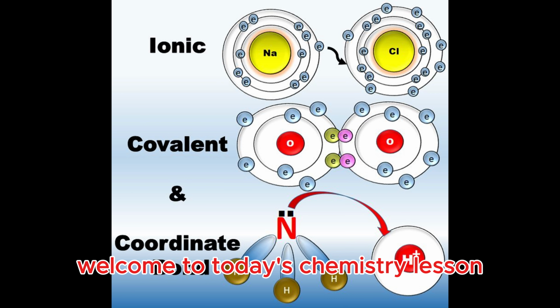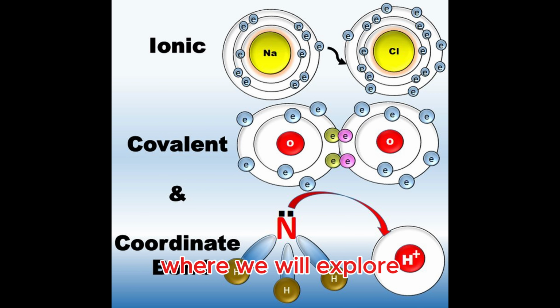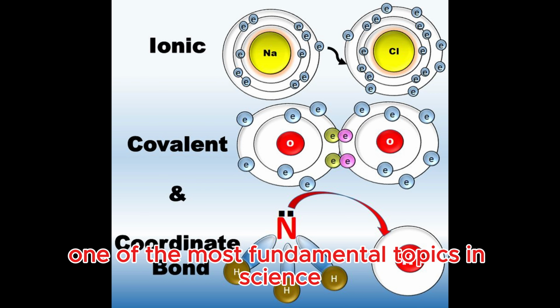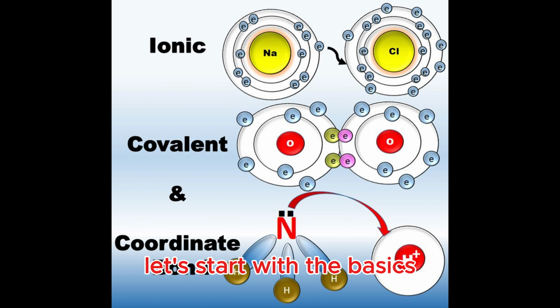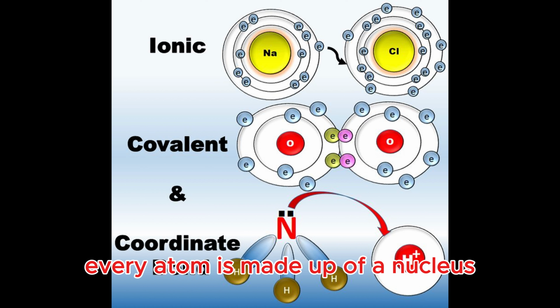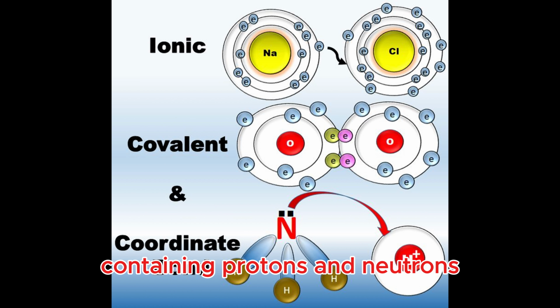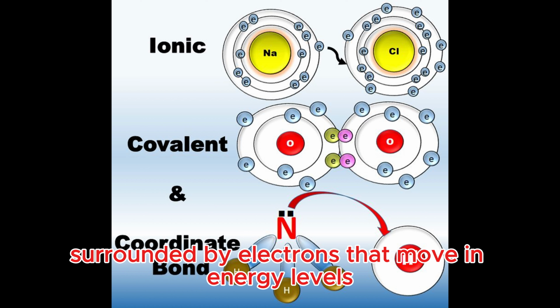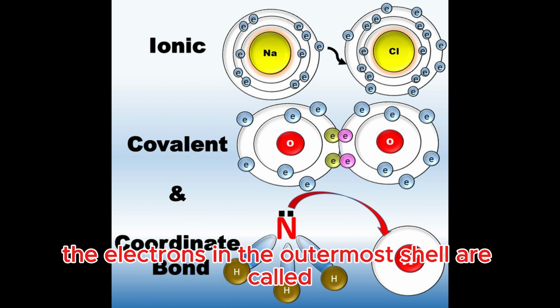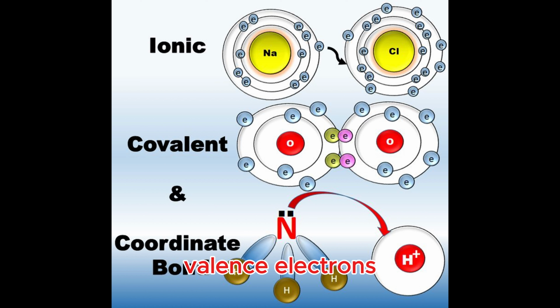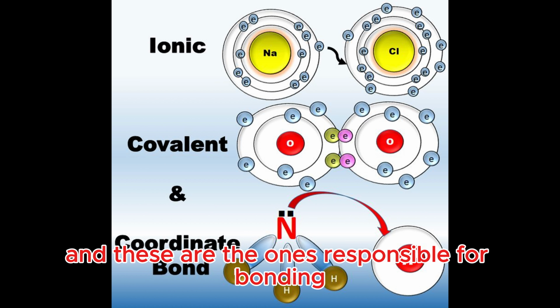Welcome to today's chemistry lesson, where we will explore one of the most fundamental topics in science, chemical bonding. To understand bonding, let's start with the basics. Every atom is made up of a nucleus containing protons and neutrons, surrounded by electrons that move in energy levels or shells. The electrons in the outermost shell are called valence electrons, and these are the ones responsible for bonding.